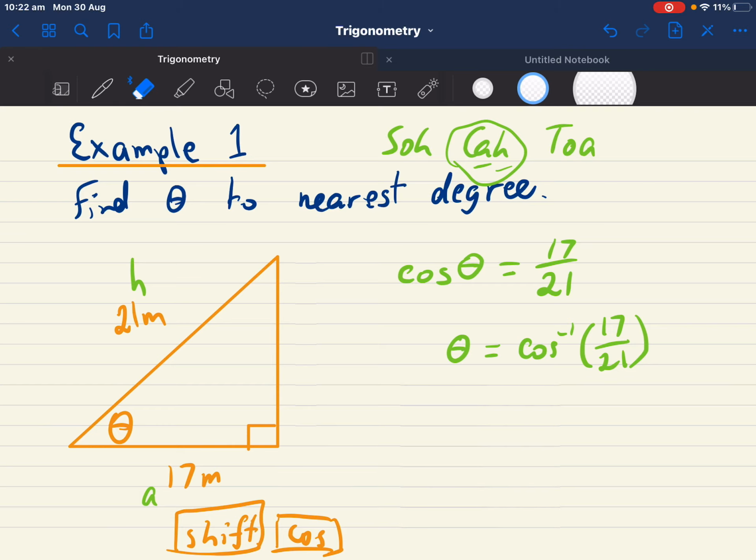So shift cos gets that up, and you type in the 17 over 21, you press equals, and again, we're just rounding it to the nearest degree. And I believe it's 36 degrees is what you get. All right, first example. Once you've got that copied into your book, let's move on to the second.